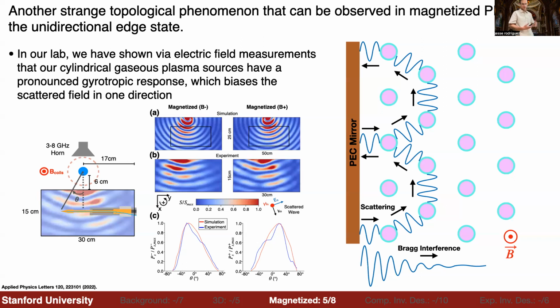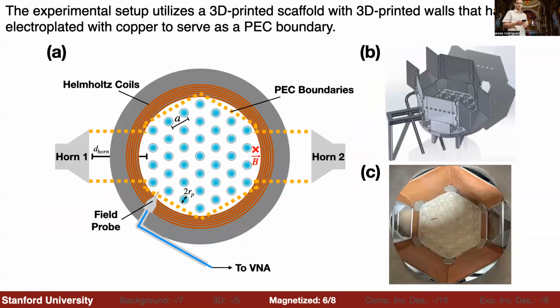So we were talking about this, and we thought, okay, let's see if we can demonstrate this with our plasma sources. So the experimental setup is like this. It utilizes a 3D printed scaffold with 3D printed walls that we electroplated with copper to serve as that PEC mirror, or that boundary. Okay, and you can see the rods are oriented within a Helmholtz coil that gives you that quasi-uniform magnetic field. And then you try to excite the edge state by putting the source in the left here, and then you have this probe on the side that tries to measure the edge state as it moves around the edge of the crystal.